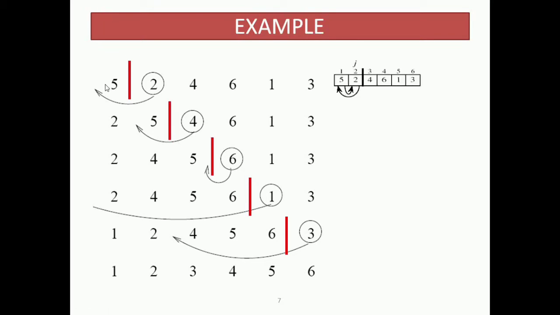Now our temp variable is 2. We compare it with 5 and since 2 is less than 5, we exchange it, as you can see here. Now we get the sorted list as 2 and 5. Our next temp variable now changes to 4. So we compare 4 with the value 5 and again we see that 4 is less than 5, so we move 5 one place ahead.